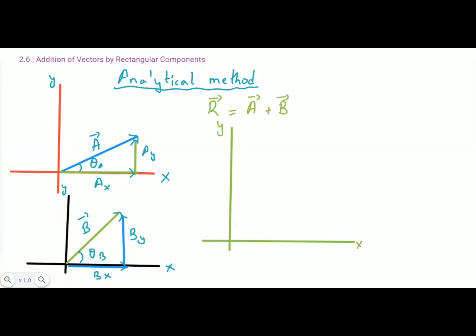So let's consider the vector A to be started from the origin. So from the origin we will draw vector A, making an angle of theta A along the x-axis. And now from the head of the vector A, we will draw the vector B. So we will have to place the tail of the vector B on the head of the vector A such that it will make an angle of theta B from the x-axis. So this will be the vector B.